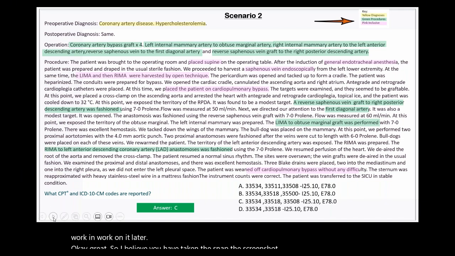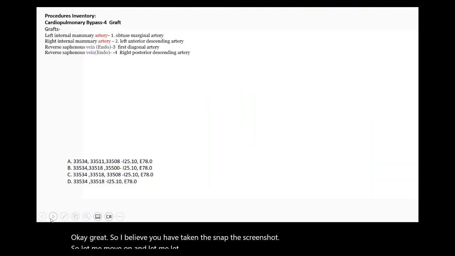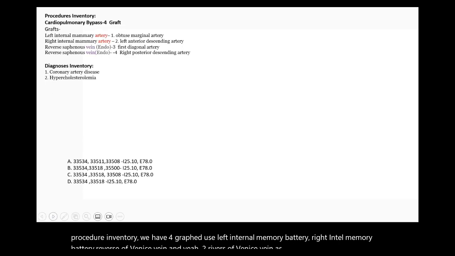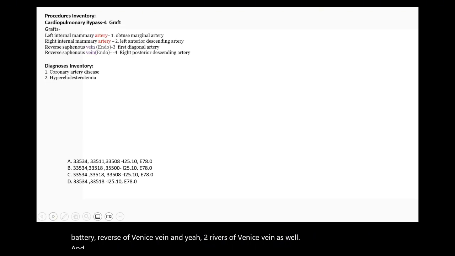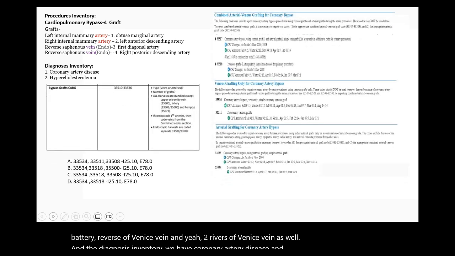So let me move on and let's come back to the coding portion. As I said, in the procedure inventory, we have 4 grafts used: left internal mammary artery, right internal mammary artery, reverse saphenous vein, and another reverse saphenous vein as well. In the diagnosis inventory, we have coronary artery disease and hypercholesterolemia. And these are all our code options.